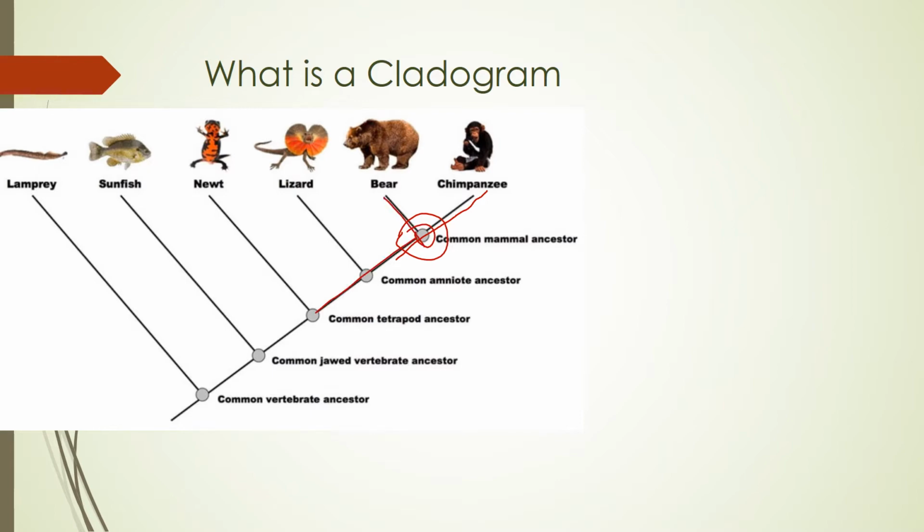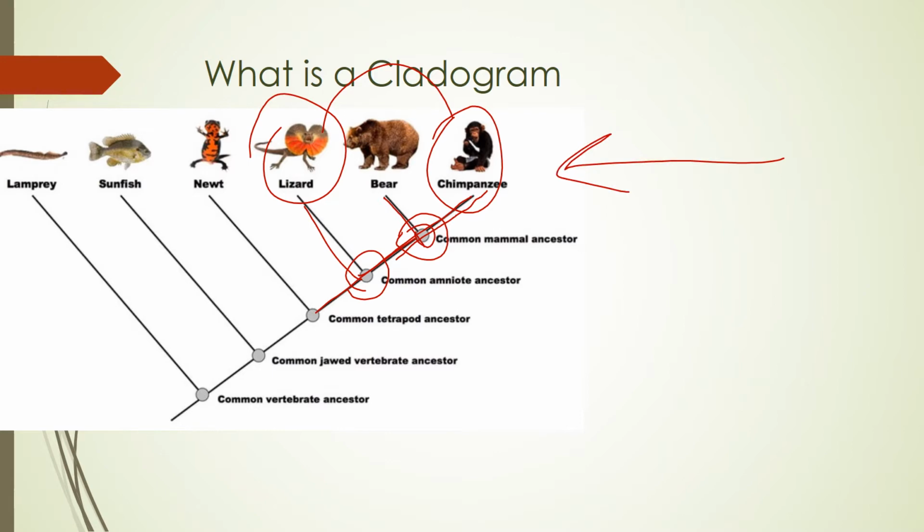It's a hypothetical statement stating that there was a potential common amnio ancestor between a chimpanzee and a lizard. It is not stating that a chimpanzee came from a lizard. That is why we never read a cladogram from the top. We always want to read it from the nodes, as we will learn.